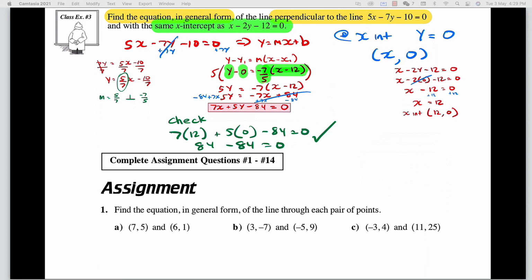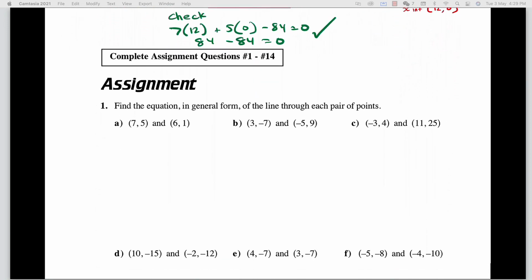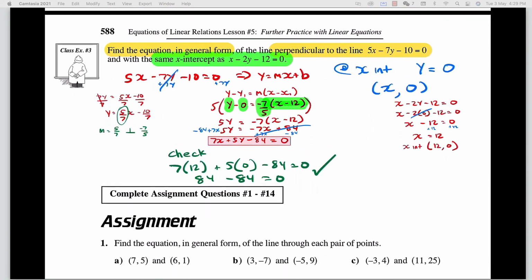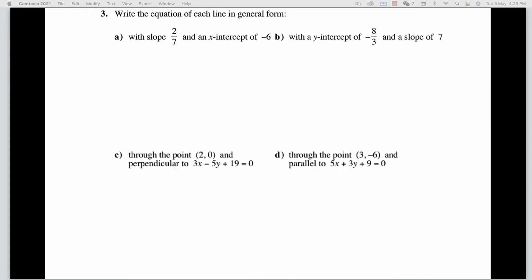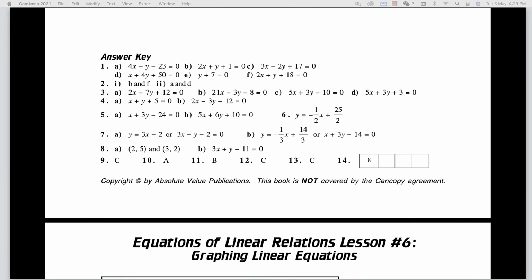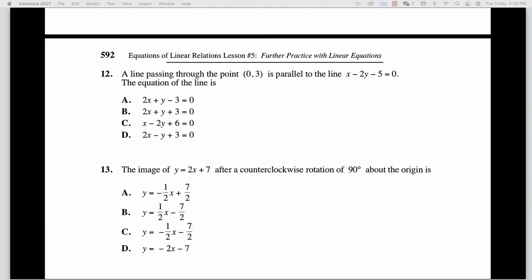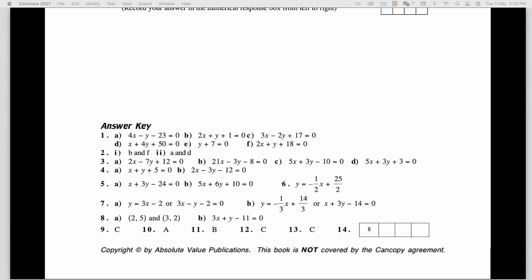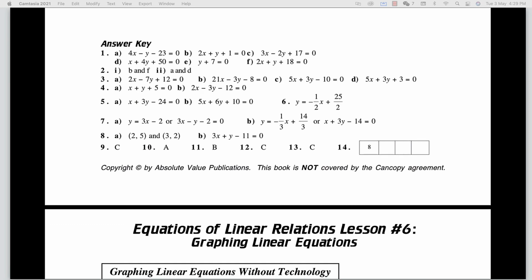Okay, so that's it. We're moving on to the assignment on page, whatever page it says, 588, and going through all the questions. And don't forget to check your answers right here on whatever page that happens to be, 592. Okay, we'll see you in class.